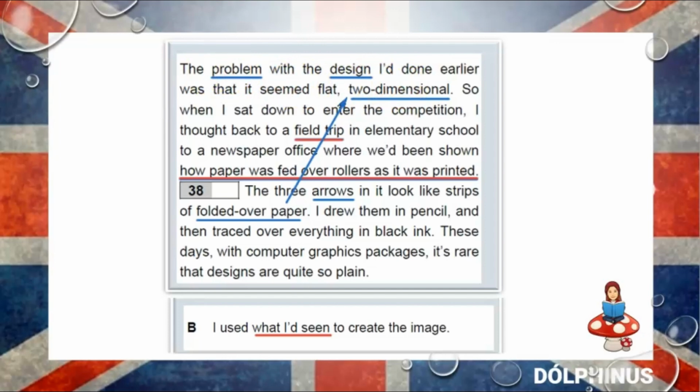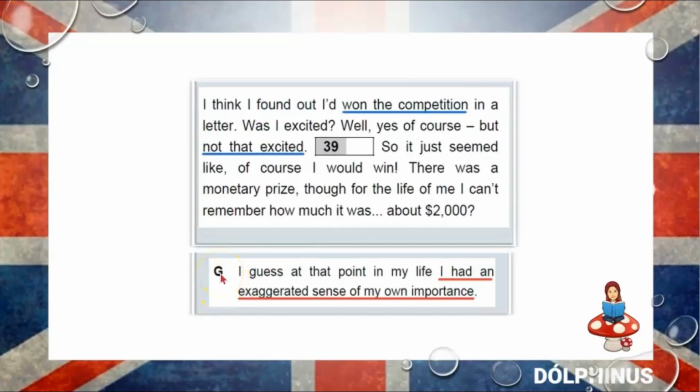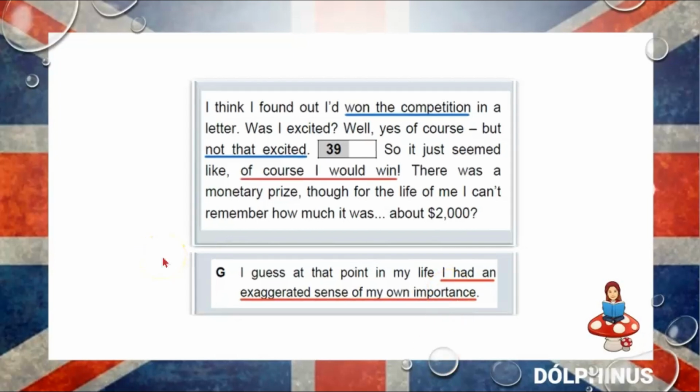Let's go to 39. He is talking about his feelings when he won the competition. Was he excited? Not that excited. In G, it gives us the reasons why he wasn't so excited. I had an exaggerated sense of my own importance. After the gap, he continues with the same idea. Due to his own importance, he expected to win. Of course, I would win. 39, the connection is more related to meaning than grammar.